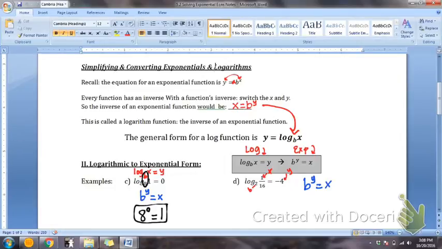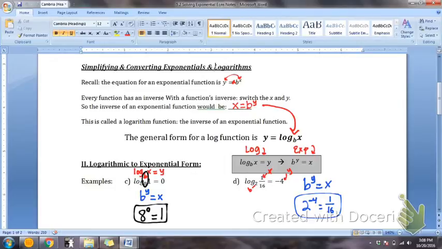So our B value is 2. What's our Y value here? And the X value is 1/16. That would be your answer. You're just rewriting it, okay? We're not solving anything yet. We're rewriting it. Questions on that part?